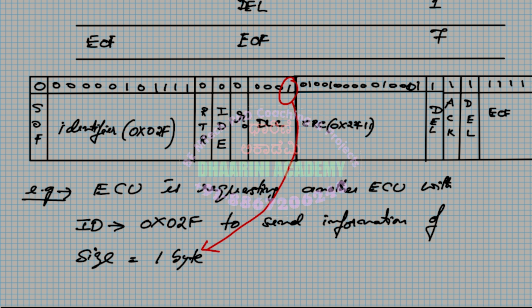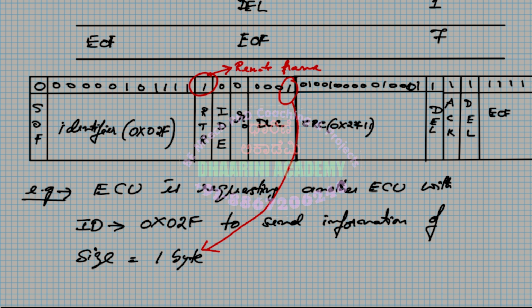And again, you are requesting something to be sent. The request part comes because of this bit. Sorry, I made a mistake. Previously it was 0, I think I copied 0 directly. It is 1 for the remote frame. So how do you identify whether it is a data frame or a request frame? I will make the change. This is 1. If you are using this as 1, it says that it is a remote frame.